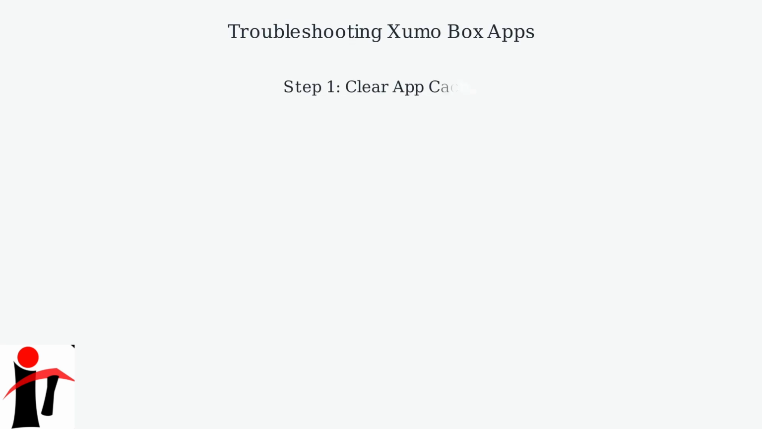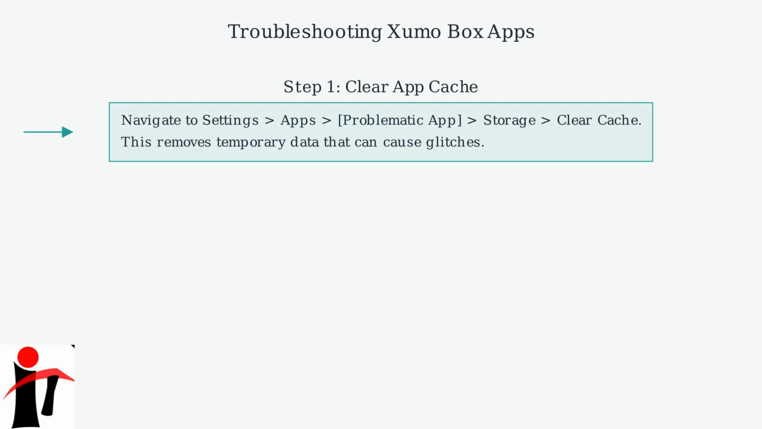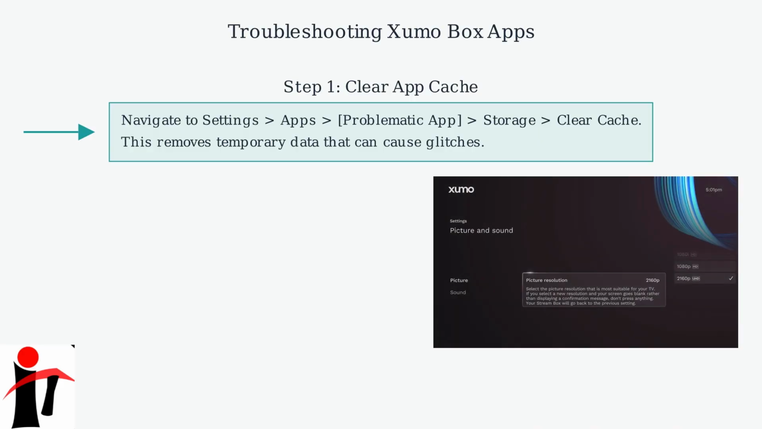Experiencing app issues on your Xumo box? First, clear the app's cache. Navigate to Settings, then Apps. Select the problematic app, go to Storage, and clear cache. This removes temporary data that can cause glitches.